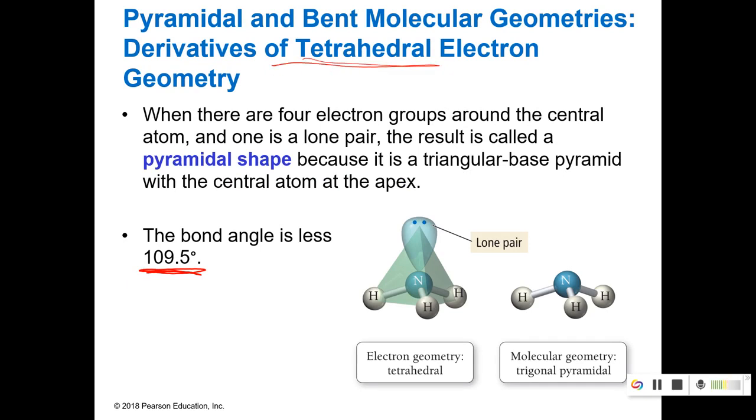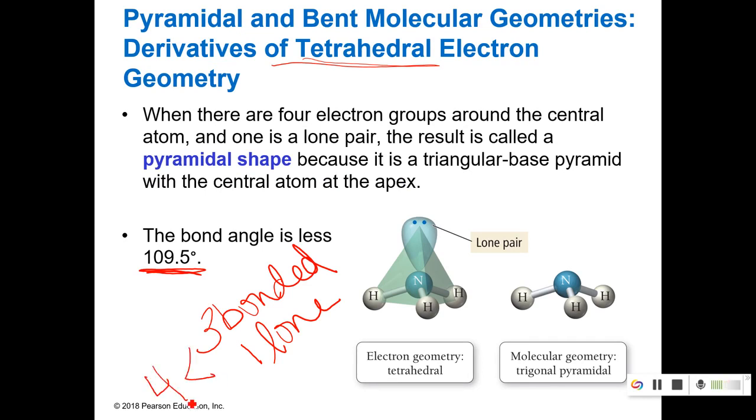So I've got 3 bonded and 1 lone pair. Okay, so the electron geometry adds up to 4 total. So our electron geometry is tetrahedral. However, our molecular geometry, so if I do not pay attention to those lone pairs, then it just looks like I have a trigonal pyramid here. So this is called trigonal pyramidal. The bond angle is just slightly less than 109.5, and again, very slightly.